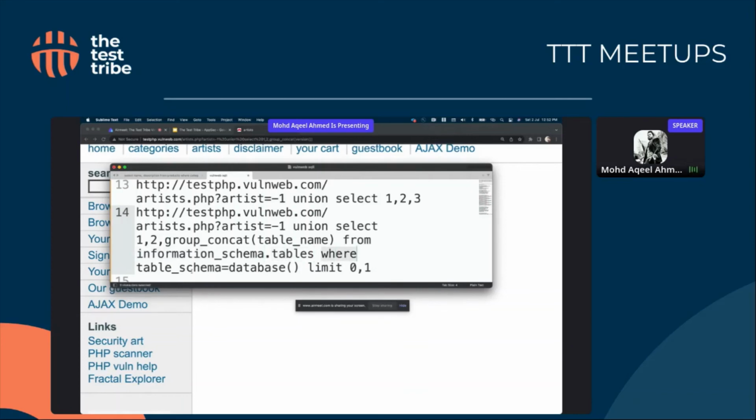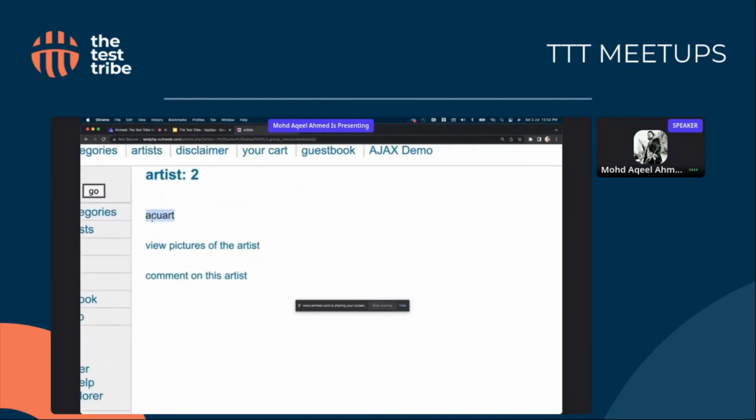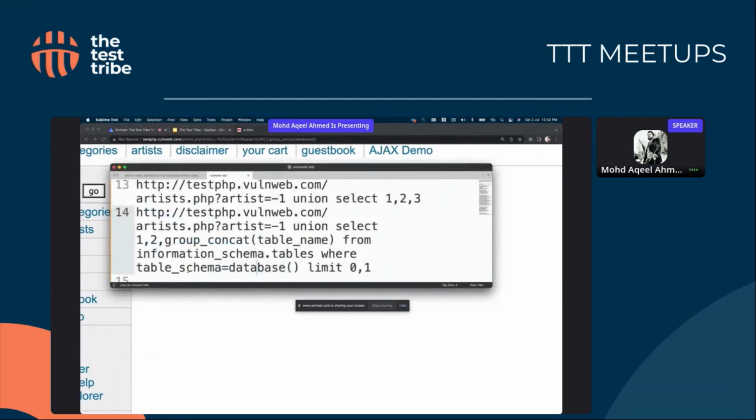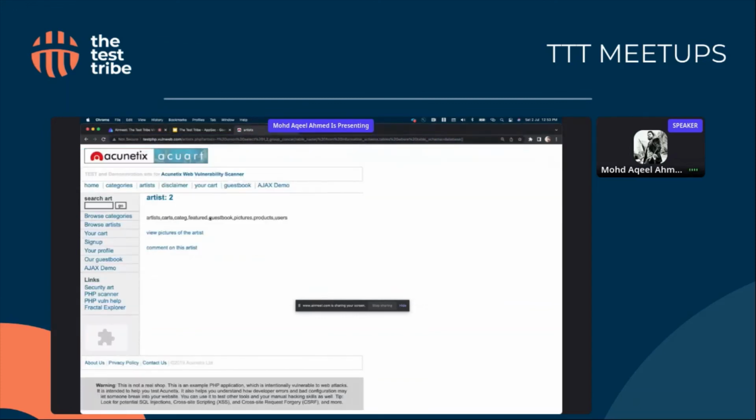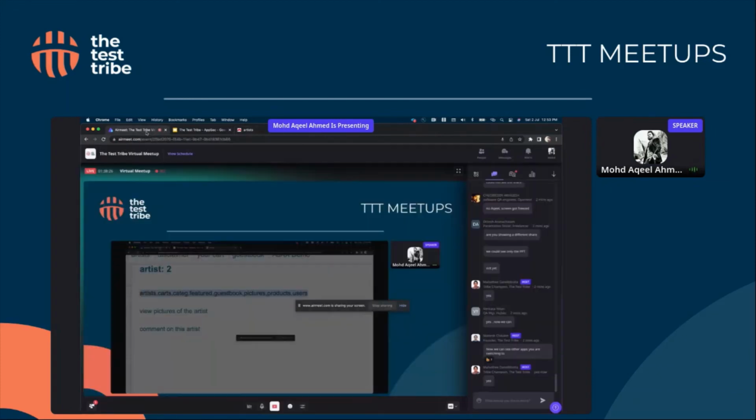And we are saying that where table schema is database. So database command is this. Once we run this database command, it gives back the database name. So in the query, this is gonna be placed. Table schema is database, and then no need of this limit. Now you run this here, you'll be able to see all the tables. These are the tables that are there in that particular database.